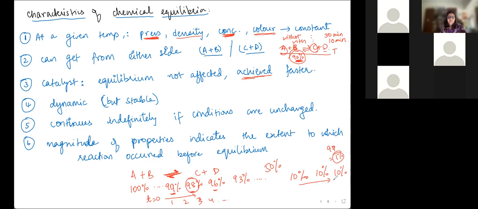Would it help if I took hypothetical values? Yes, it would. You keep saying that they're equal, that they're in equilibrium, but I don't get what is equal. There must be some value that's equal across the arrows. Yeah, the rate at which this is being converted to this is equal to the rate at which this is being converted to this.